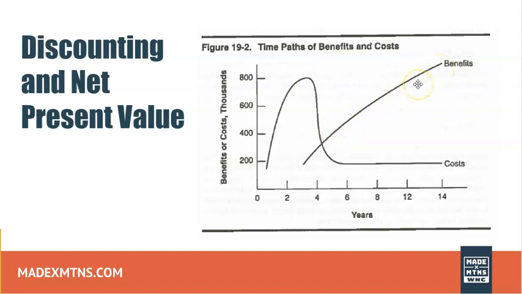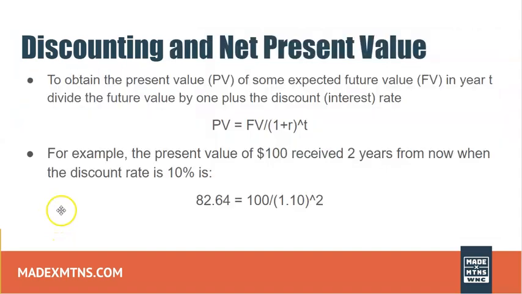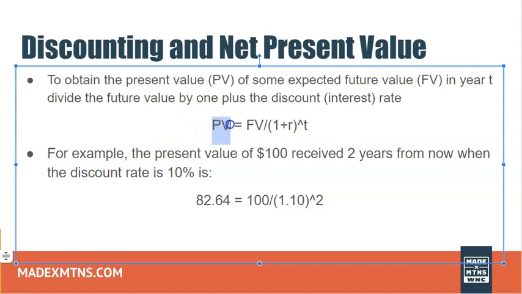Okay, so the way to compare benefits and costs at different time periods is with this concept of discounting, and we're going to try to calculate the net present value of the time paths of these benefits and costs. Okay, so let's first just define what discounting is. And so this first equation is a present value. This is the current value of some future payment or a future cost, and that's what the future value is.